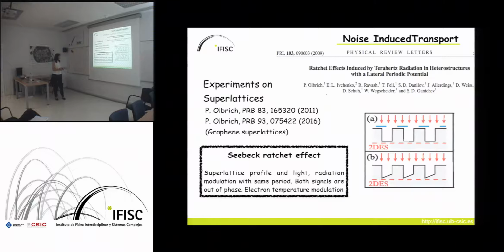So this is what is called Seebeck ratchet effect and was detected first in usual superlattices and quite recently in superlattices made by graphene.